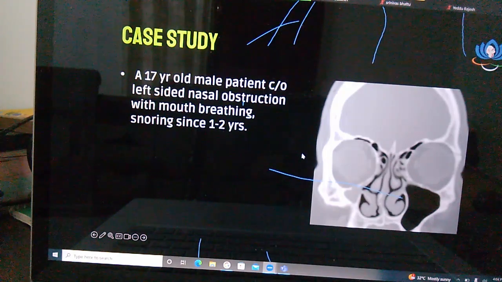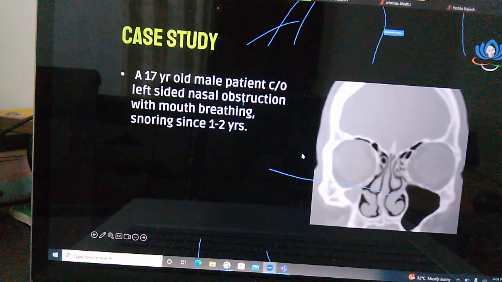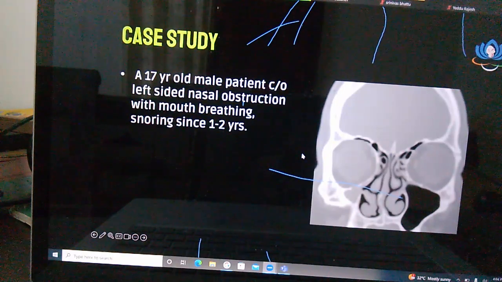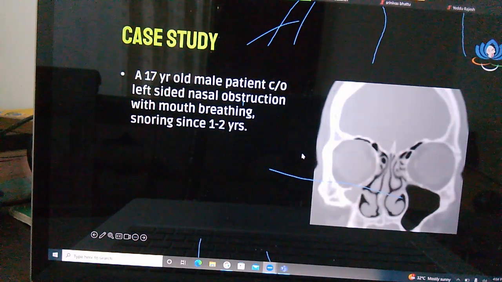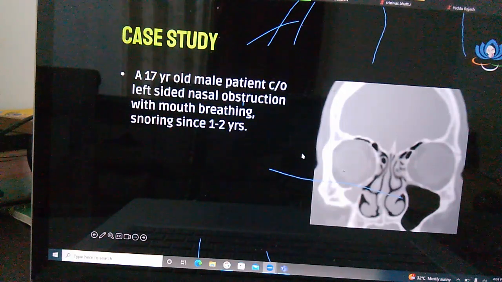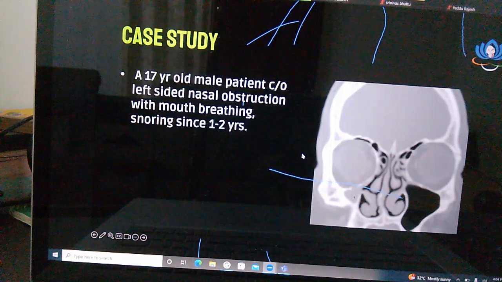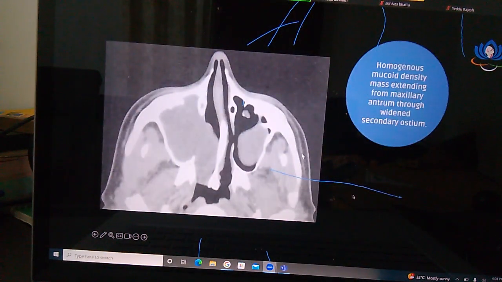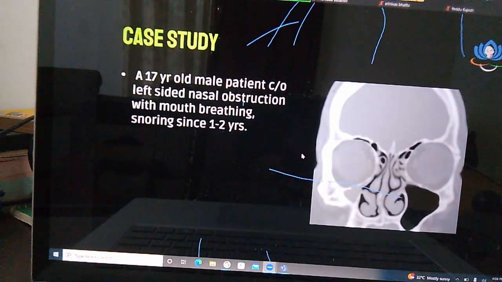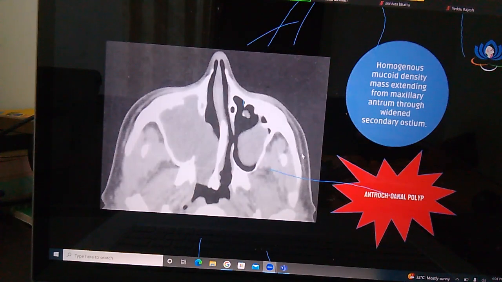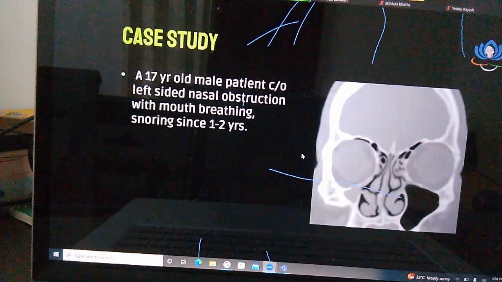A 17-year-old male patient with complaints of left-sided nasal obstruction with mouth breathing and snoring since 1 or 2 years. On examination, you see a small sinus compared to the opposite side, which is totally opacified. One minute, this is a different case. The wrong CT scan has come.